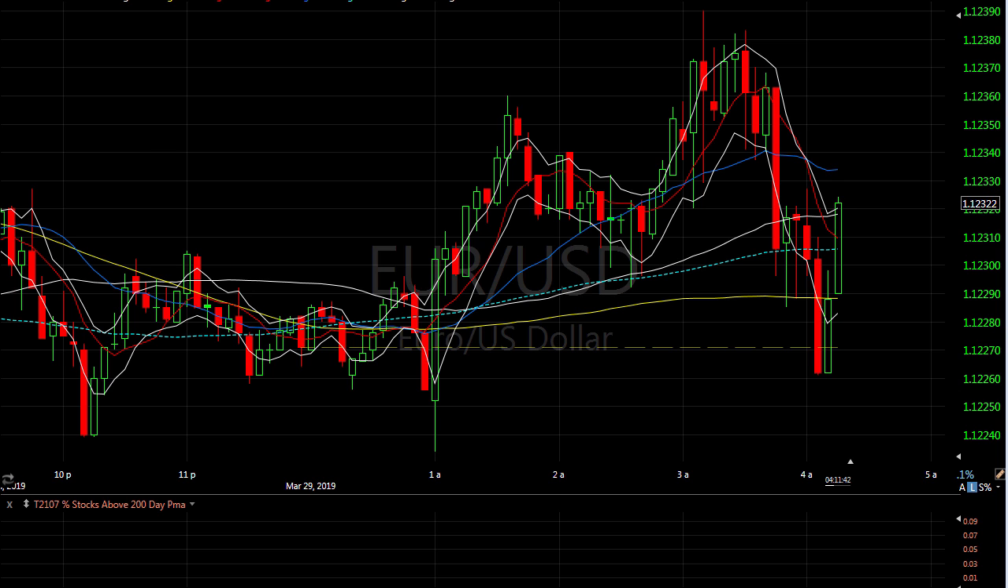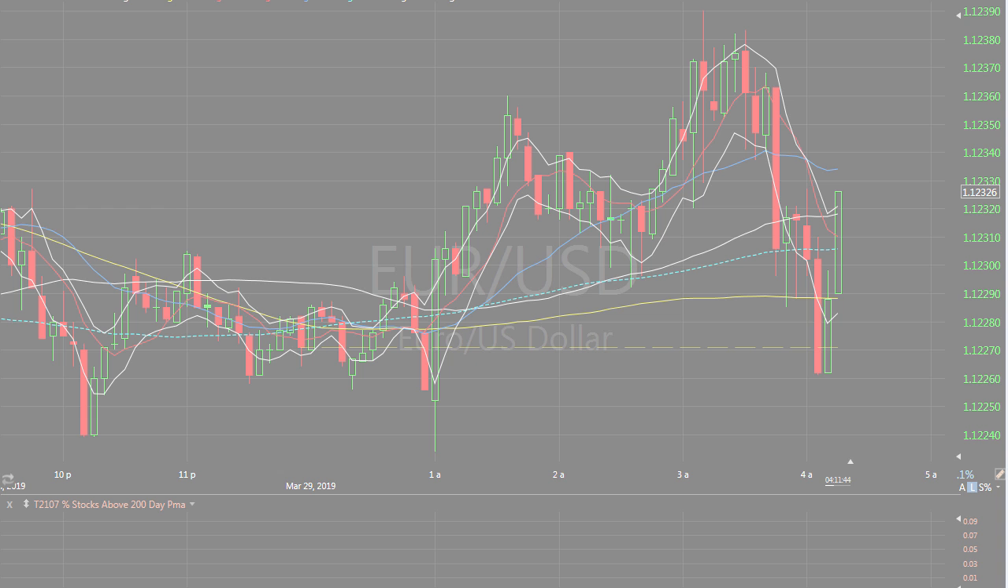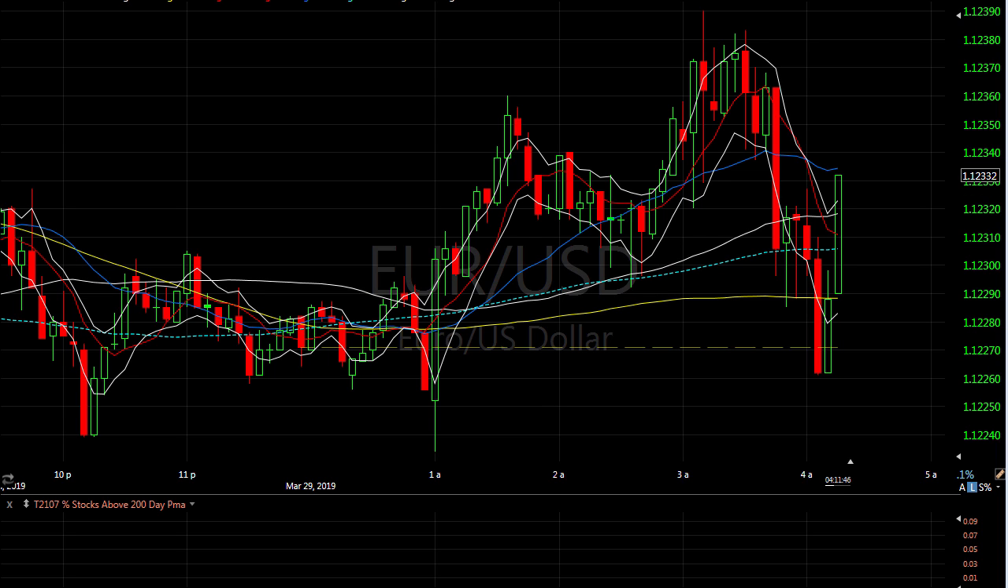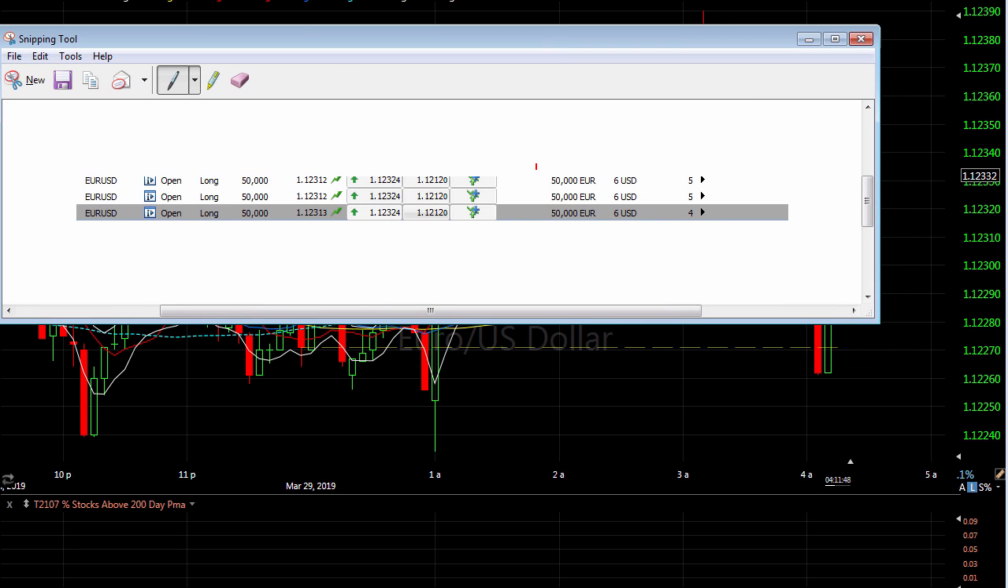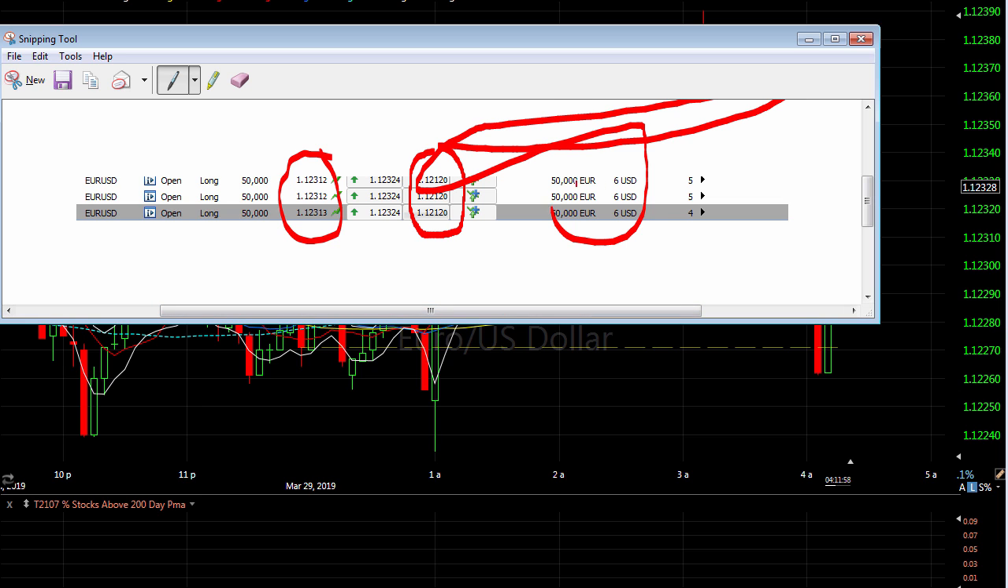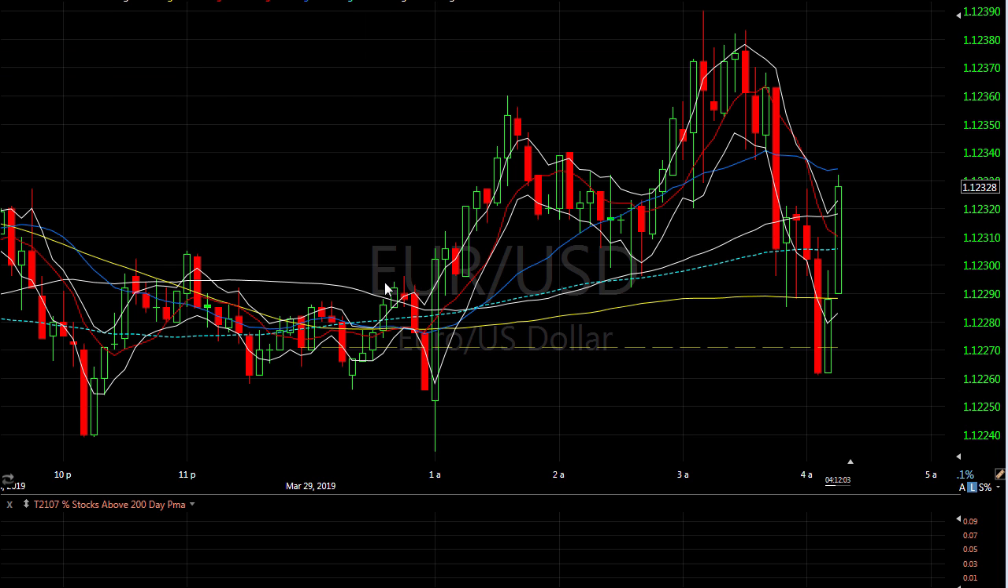Okay, right. So the positions are in. Let's review the positions as well. Here we go. Just taking a screenshot of those. So we just got all 3 of those in there at 112.31, and there's our stops at the moment at 112.12. Ooh, look at that. Okay, so that was nice. That was clever, wasn't it? Okay, so we're all in.